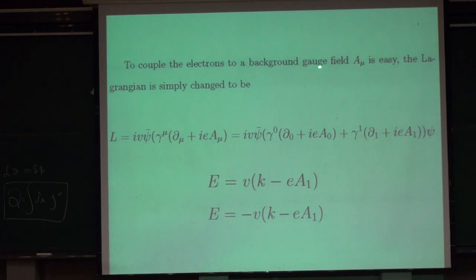Okay, so now we couple a background gauge field to the fermion. So just as before, I'm sorry, I missed a psi here: psi bar gamma mu (d mu plus i e a mu) psi. This is completely the same as in 2+1 dimensions.